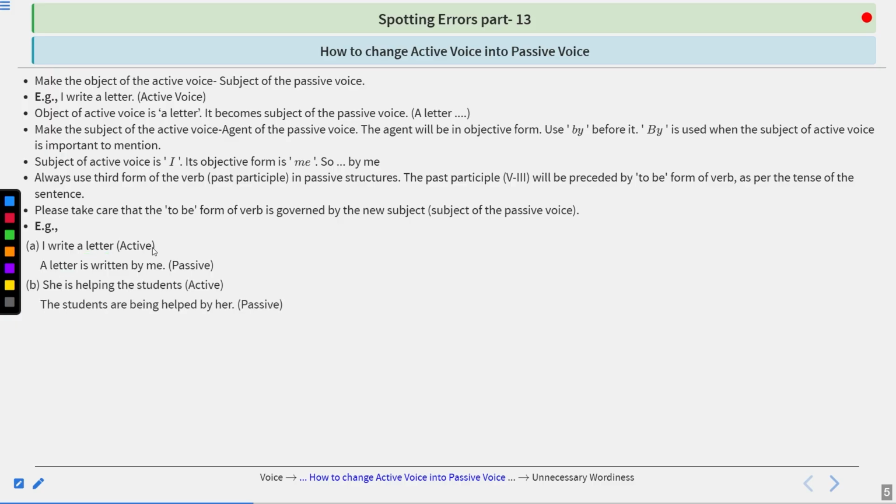Another sentence is, she is helping the students, which is an active voice, and we have changed it from active to passive by writing, the students are being helped by her. So this change is done according to the tense as well, because in the active voice sentence we have used present continuous tense. So the same tense will be applied in the passive voice. I hope you have understood. Here in sentence B, the plural verb are is used as per the new subject, students, because students is plural. That's why we have used are instead of is. I hope you have understood.